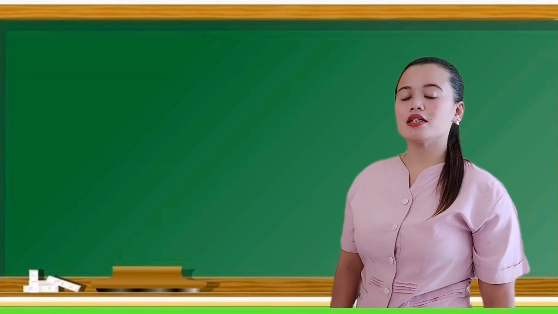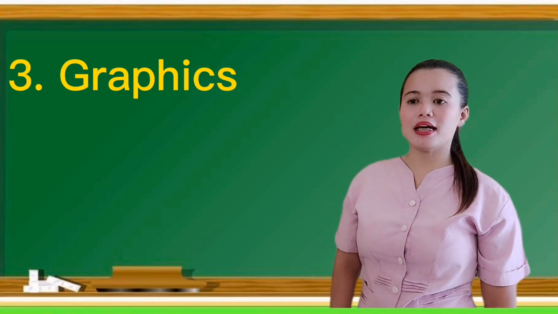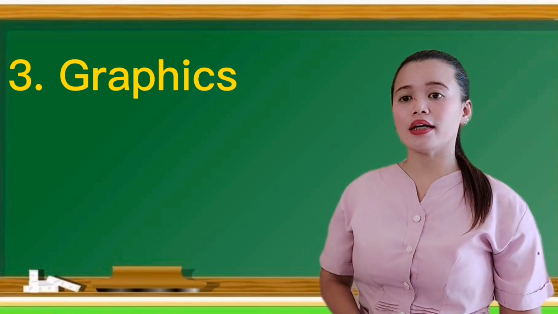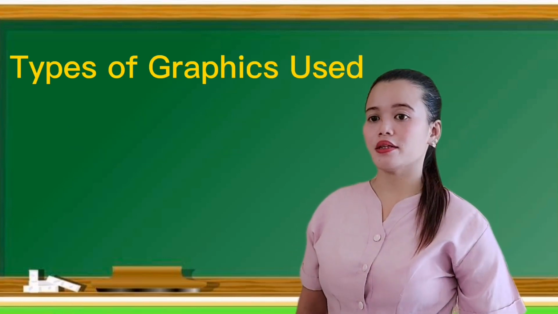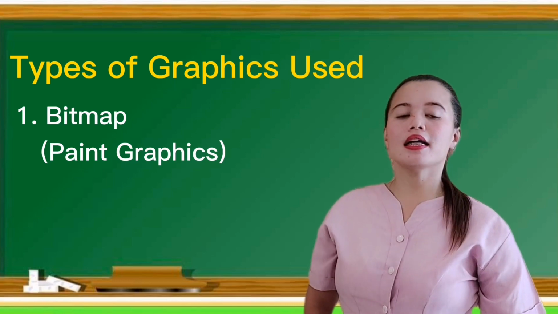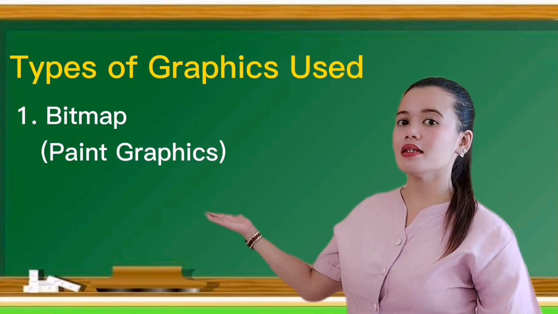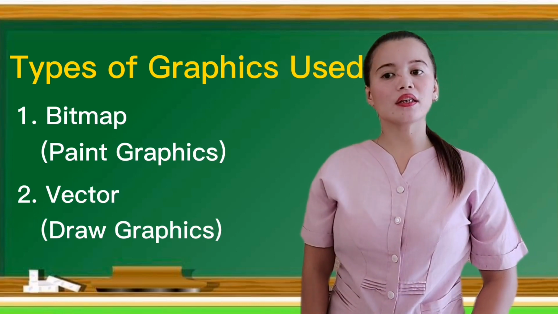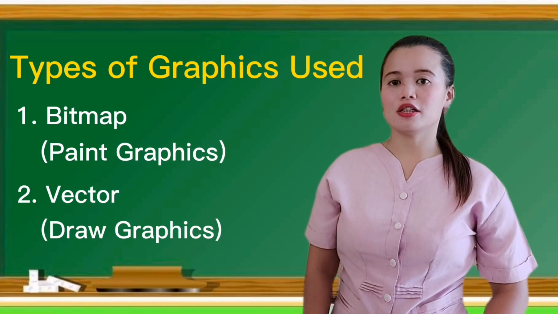The third main element of multimedia is graphics. Graphics are commonly called images, pictures, or photographs. Graphics also help to illustrate ideas through still pictures. There are two types of graphics used. First, bitmap. Bitmap or paint graphics is basically an image file format used to save or store digital images. Second, vector or draw graphics. It is based on sketching and drawing different elements like lines and rectangles to create an appropriate image.